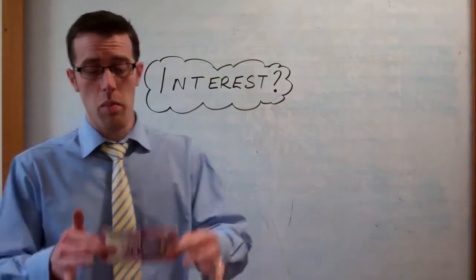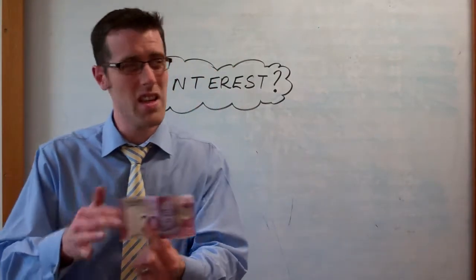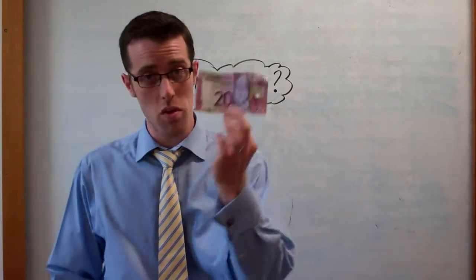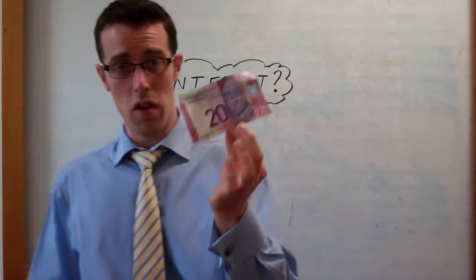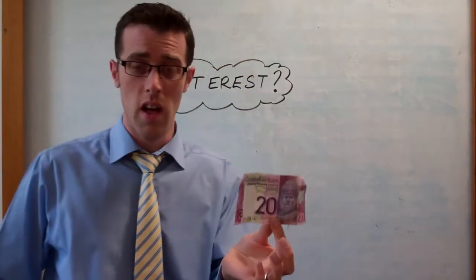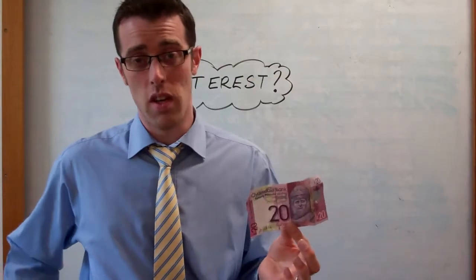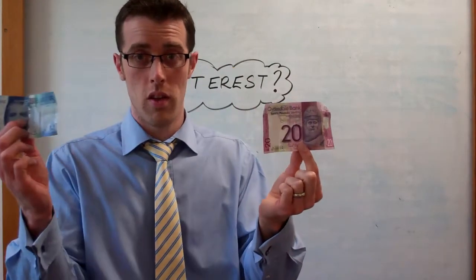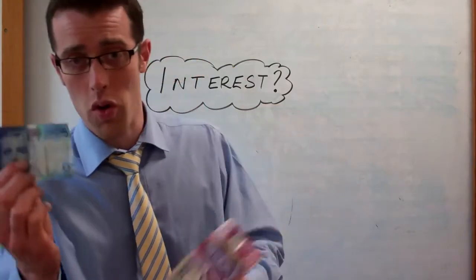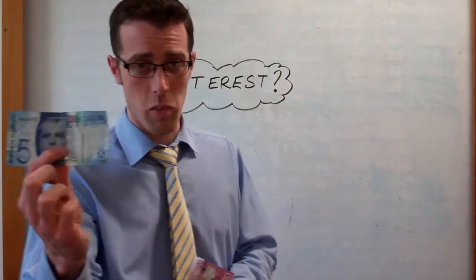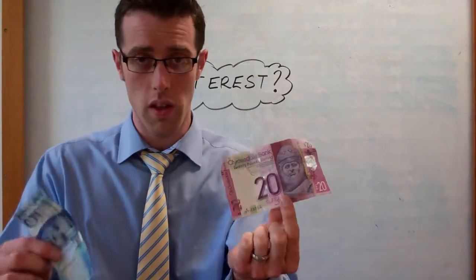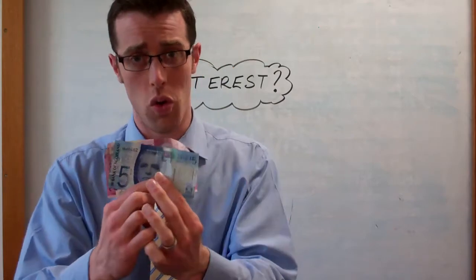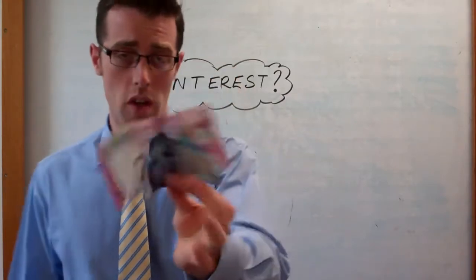Alright, so how does it work? Well, if I was to keep £20 with a bank, and let's keep the interest rate nice and simple, let's make it 25%. If I was to keep £20 with a bank at a rate of 25% per year, that means that at the end of the year I would have not £20 but £25. Alright? Because 5 is 25% of 20, it's a quarter of 20, so I would get this extra fiver from the bank, so my total savings now would be £25. So that's how interest works.